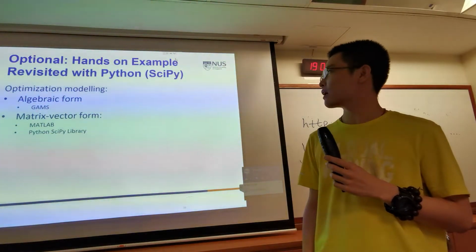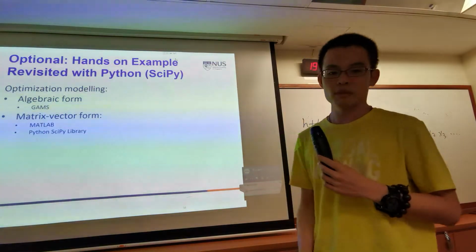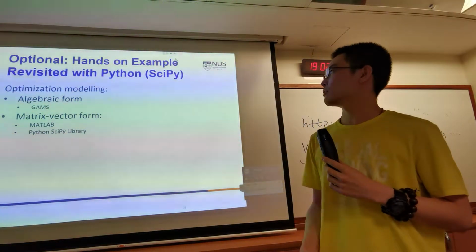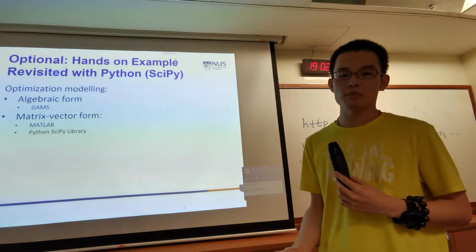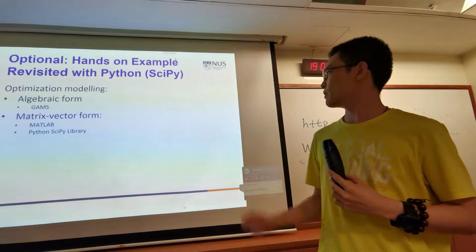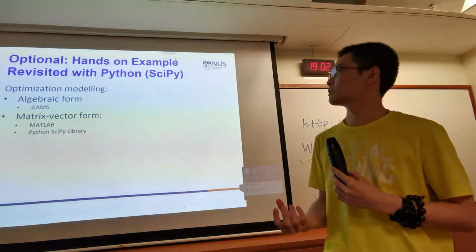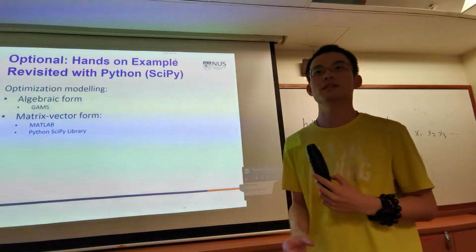The SciPy library and MATLAB both use the matrix vector form for optimization modeling, which is different from GAMS. GAMS uses the algebraic form, which means you define sets, and then all the decision variables and all the equations are indexed on those sets. But for the matrix vector form, all the decision variables must be put in one vector, which means you only have one set of index, which is the position.